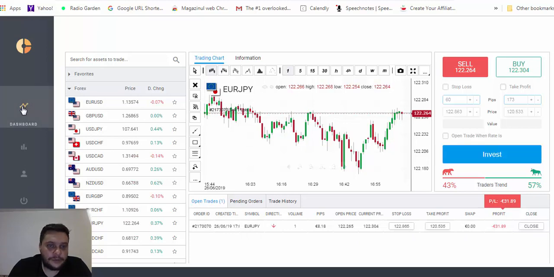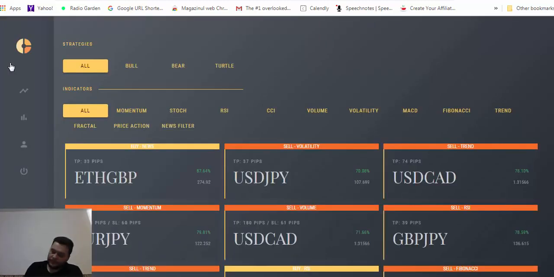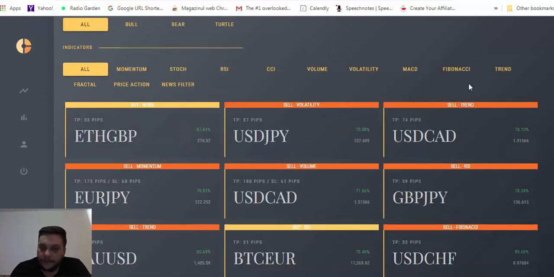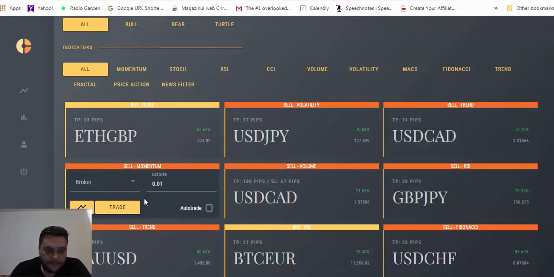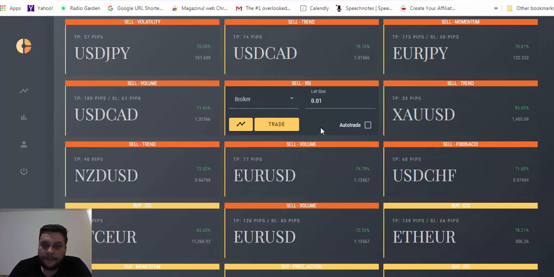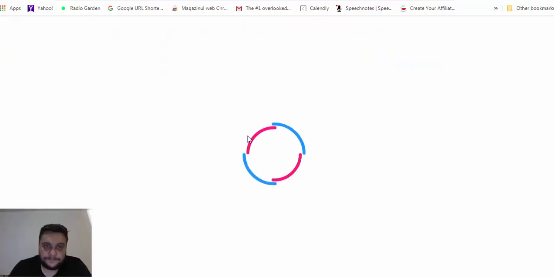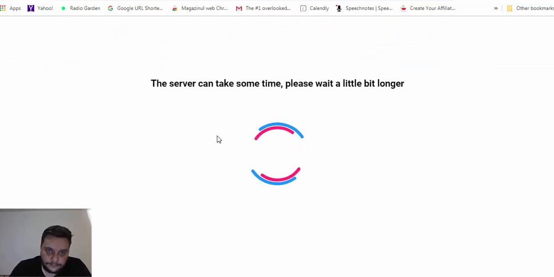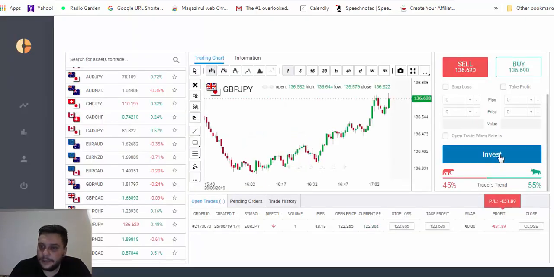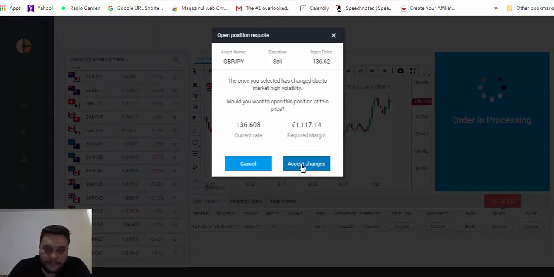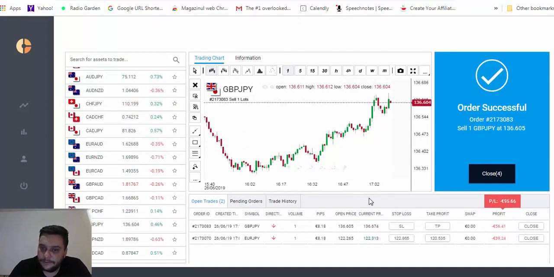And let's go back to the dashboard and choose another one. It was Euro GPI, so write it down. You have US dollar, Japanese yen is 70%. Okay, so we have GBP GPI. It's a sell. Choose the broker. GBP GPI sell. Okay, one lot and invest. Accept changing. Okay, order successful.